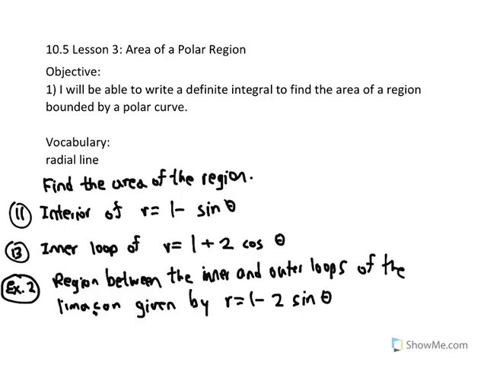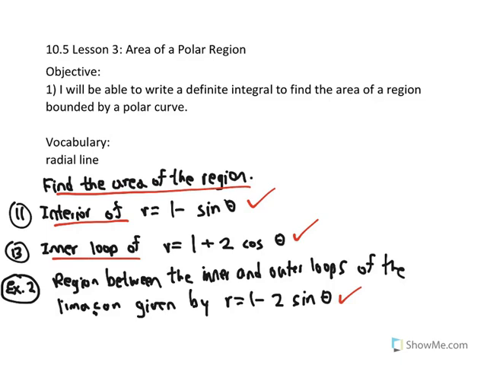The 3 problems that we will work on today are find the area of the region, 11, 13 in example 2. Number 11, the interior of the curve given by r is equal to 1 minus sine theta. Number 13, the inner loop of the curve given by r is equal to 1 plus 2 cosine of theta. And example 2, the region between the inner and outer loops of the limacon given by r is equal to 1 minus 2 sine of theta.